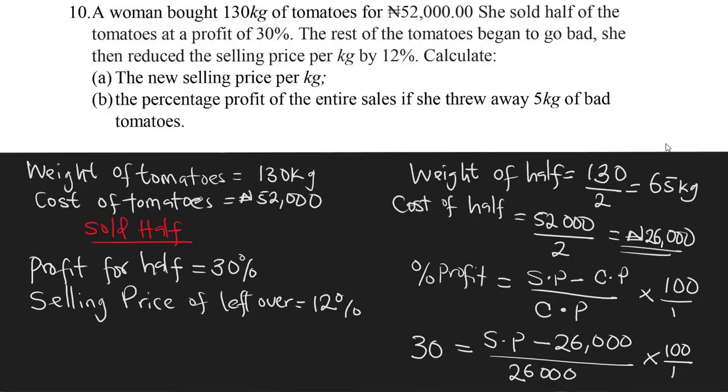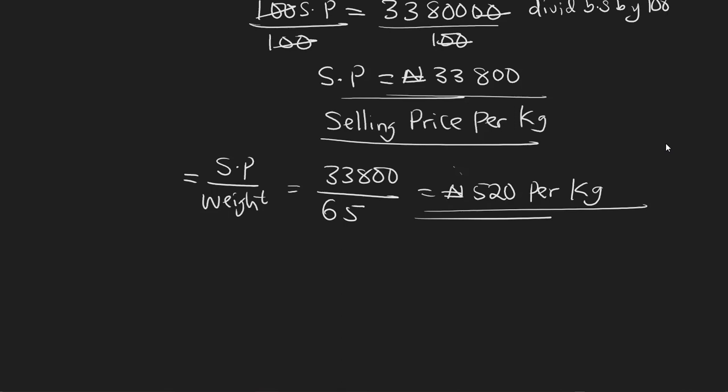Right, so far we've calculated the selling price per kg. But the question says we should calculate the new selling price per kg. Remember that the rest of the tomatoes began to go bad. She then reduced the selling price per kg by 12%. So we have to reduce the selling price per kg, the one we've already solved, by 12%. So now we're going to say new selling price per kg.